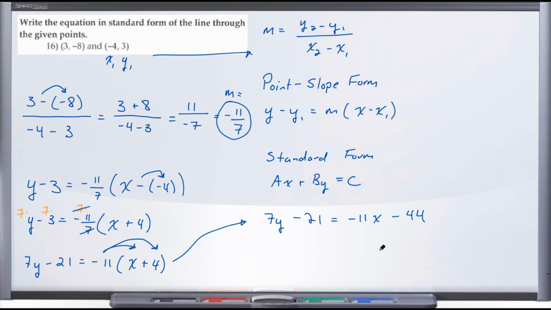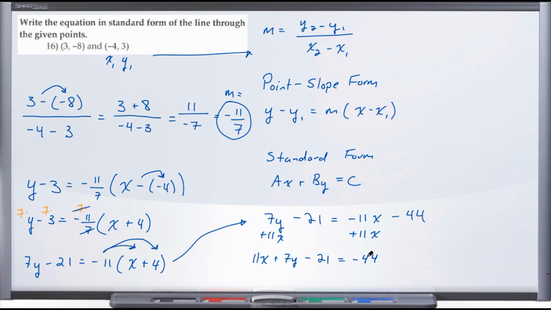And if we want this equation in standard form, again, we want our x and our y on one side and the constant on the other. So let's go ahead and add 11x to both sides. And so that'll give us 11x plus 7y minus 21 equals now negative 44.